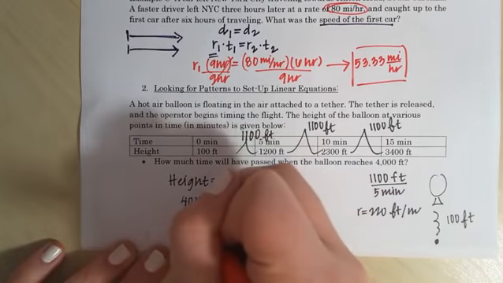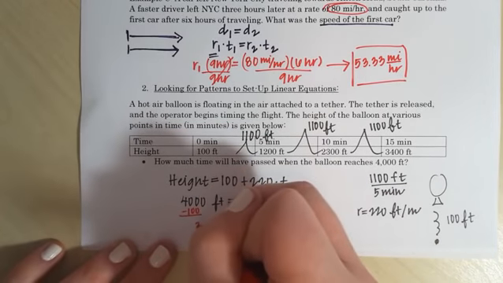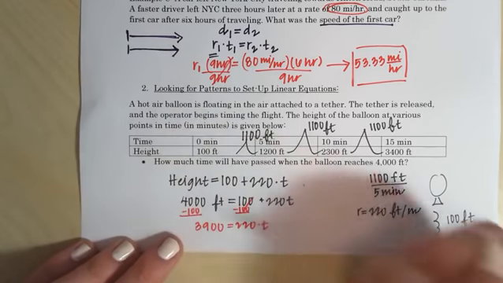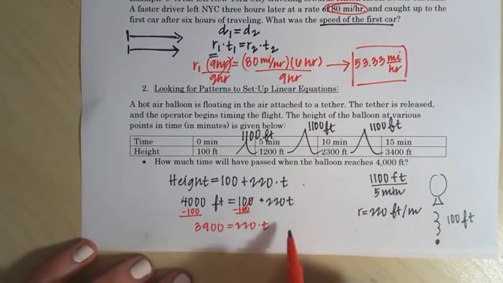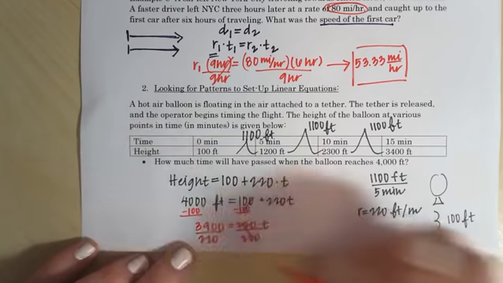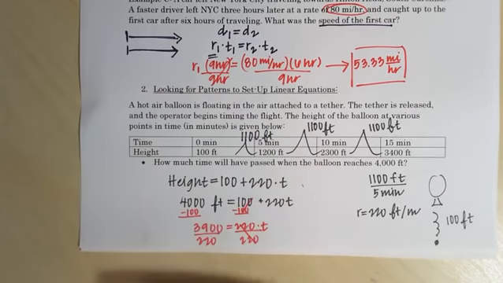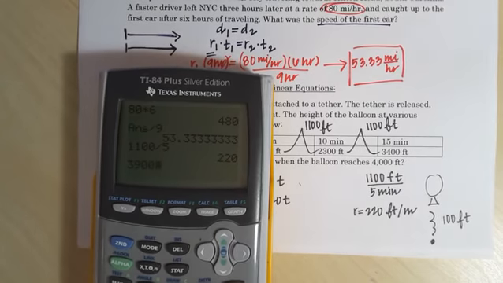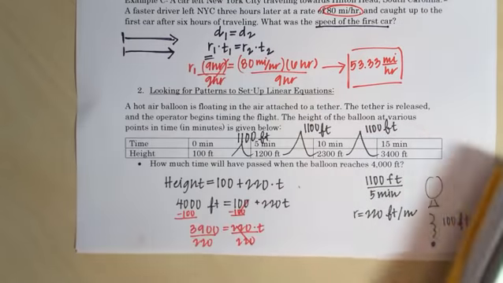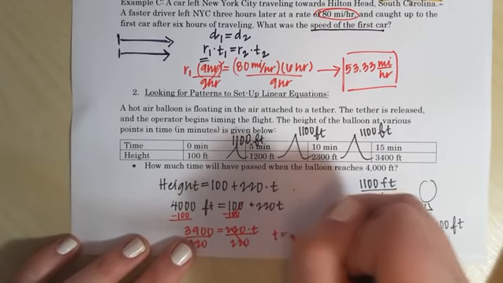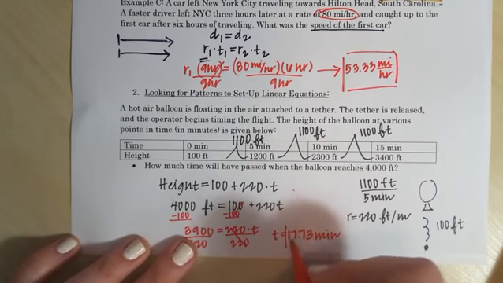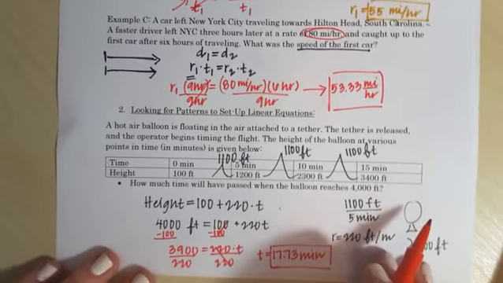When I subtract 100 from each side, I'm going to end up with 3,900 is equal to 220 times time. I want to get time by itself, so I'm going to divide both sides by 220. And I can plug in and see that if I take 3,900 and divide by 220, I've got 17.73 minutes if I round. So my time is 17.73 minutes. So after that length of time, my hot air balloon is at 4,000 feet in the air.